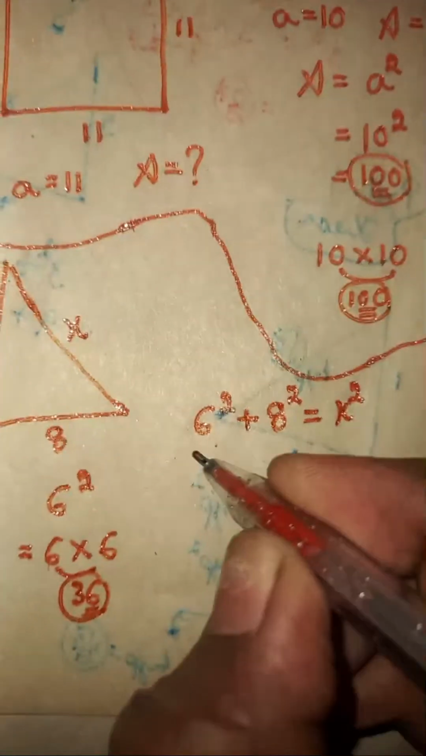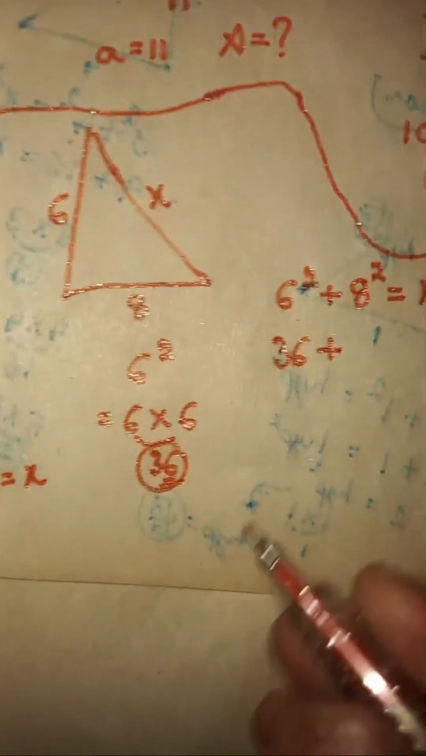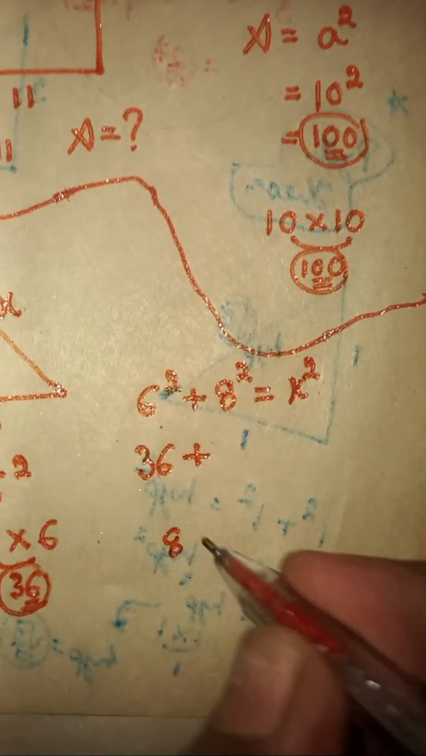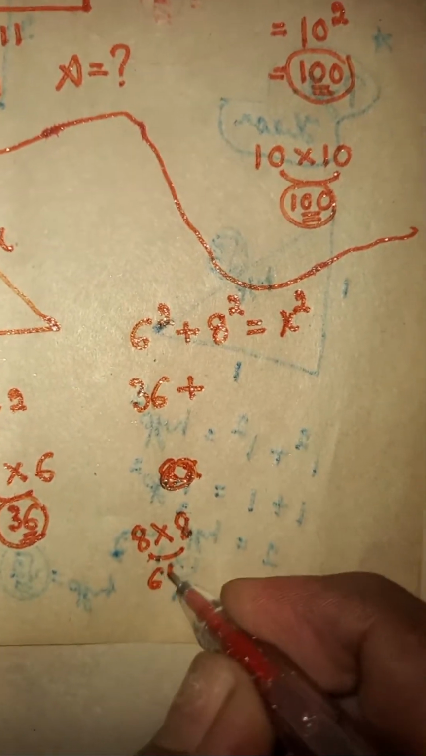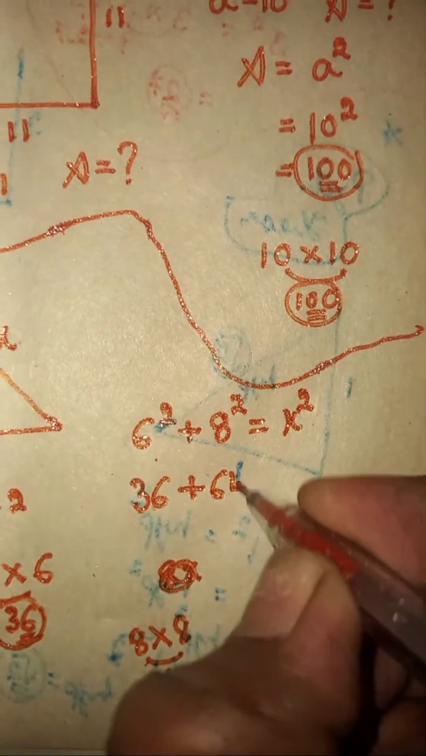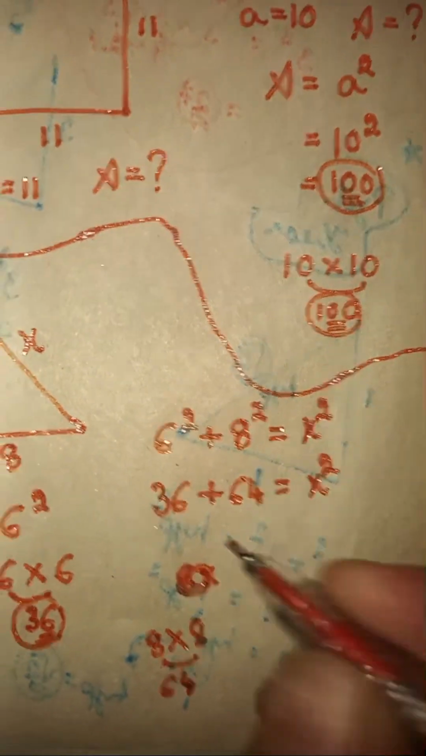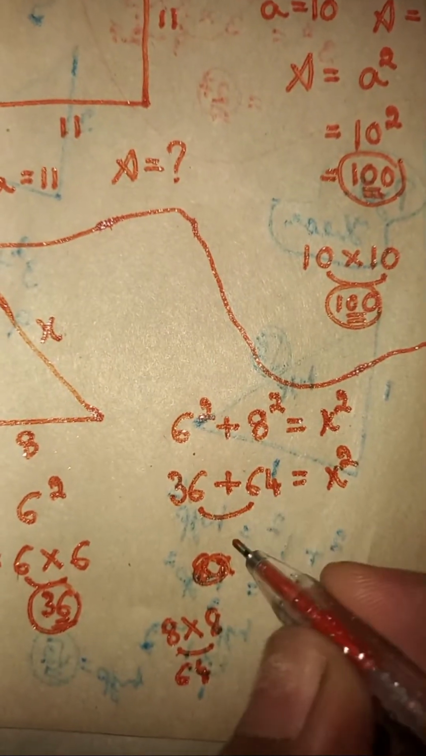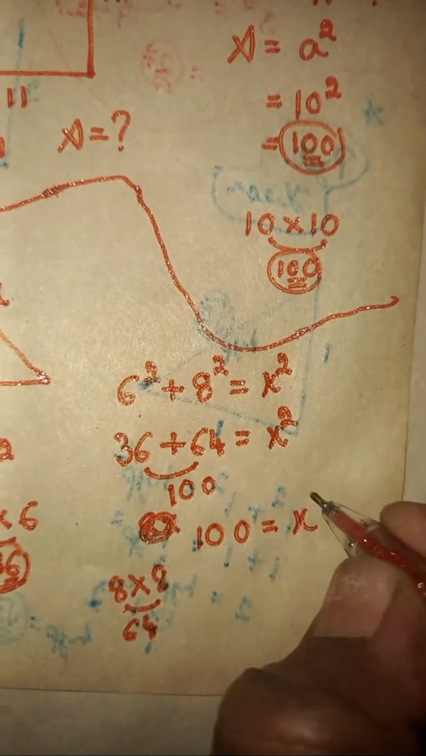So 6 square becomes 36, plus 8 square, you can write it as 8 times 8. 8 times 8 is 64. So this 8 square is 64. Now this x square remains as x square. 36 plus 64 becomes 100. So this 100 is equal to x square.